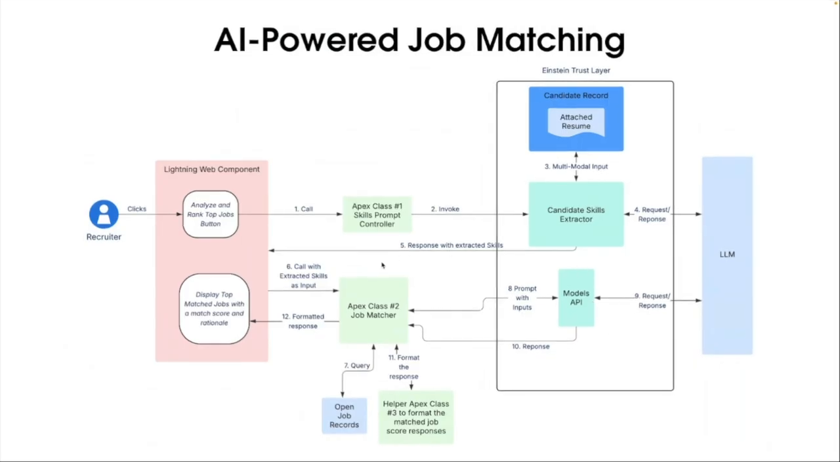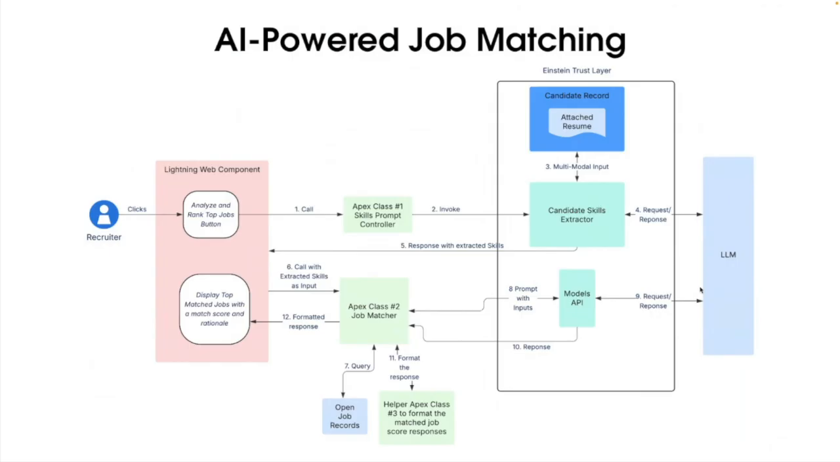which can be used within an Apex class to use a prompt and then call an LLM directly from the Apex class. It's similar to doing it from the prompt template, but this is more a pro code way of doing things. So again, in this case, we prepare the request and send it to our LLM. We get the response back. Then we use another Apex class just to help us format the match job score responses, which then gets sent back to Lightning Web components, and that gets displayed to the recruiter.